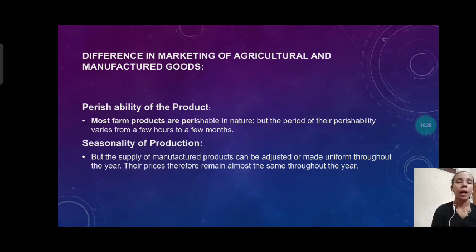perishability of the product. Most farm products are perishable in nature, but the period of their perishability varies from a few hours to a few months. Seasonality of production. The supply of manufactured products can be adjusted or made uniform throughout the year. Their prices therefore remain almost the same throughout the year.